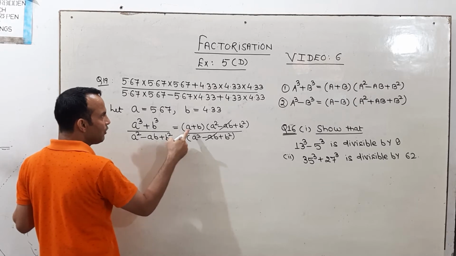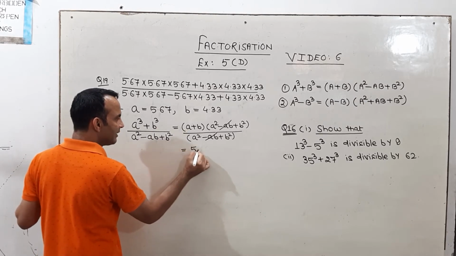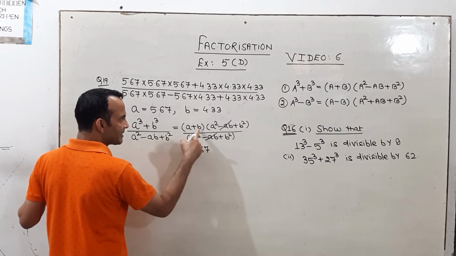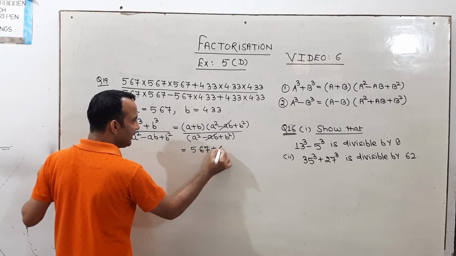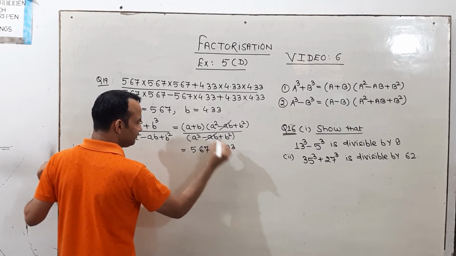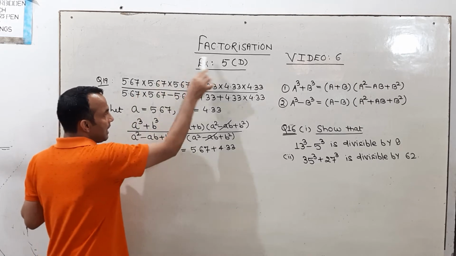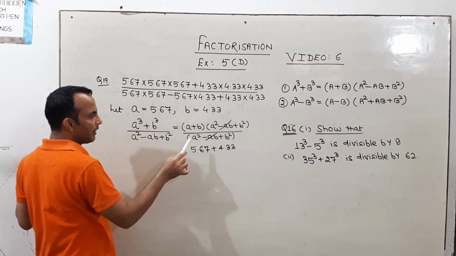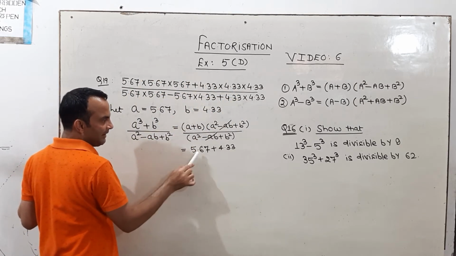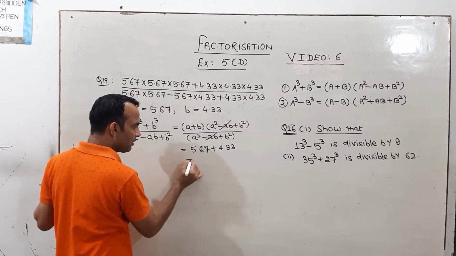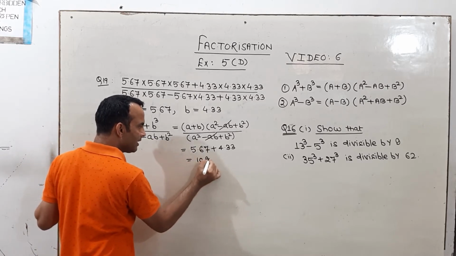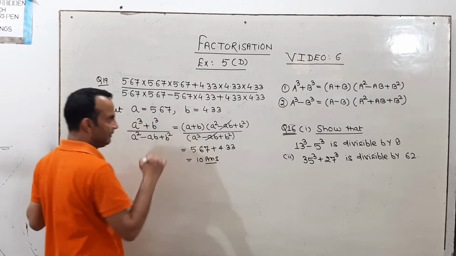So what is the value of a? 5.67 is the value of a. What is the value of b? 4.33 is the value of b. So the answer of this solution is what? Sum of a plus b. a plus b, this is what? 10. So this is the required answer of problem number 19.